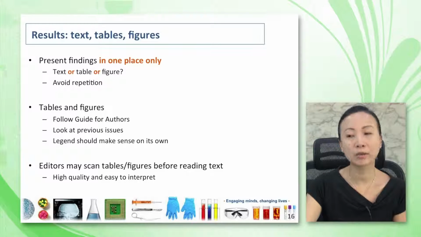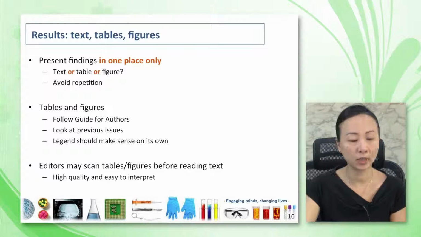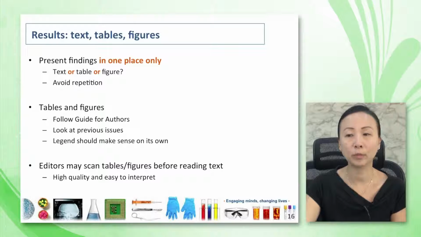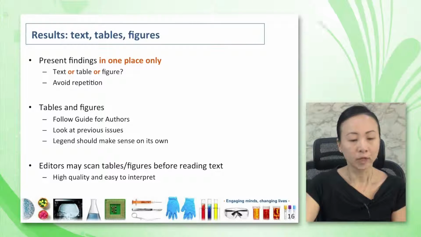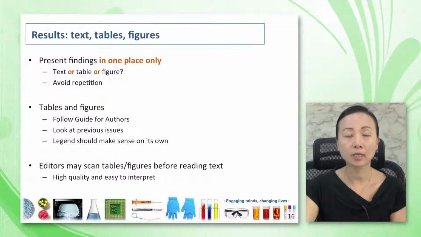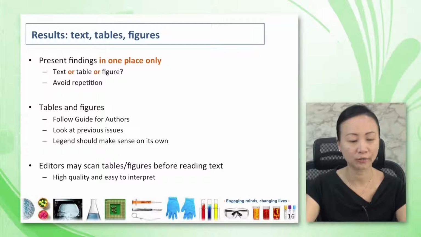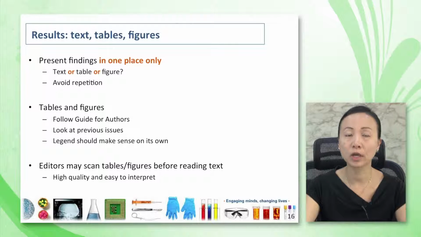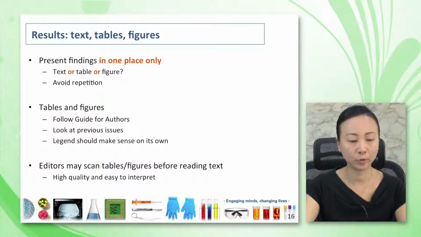You should present your results in one place only, so choose whether that will be in the text, table, or figure. If you can summarize the information in a few sentences, then the text is the most appropriate place to report your findings. If precision is important, or you have lots of data, then a table is the best method of presentation. If the relationships or trends in the data are important, then a figure would be more appropriate.